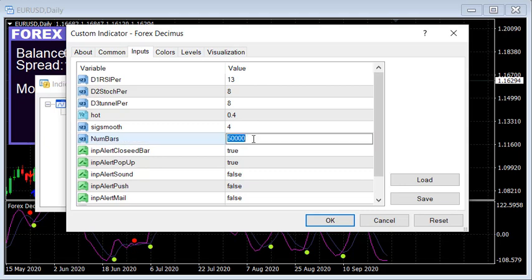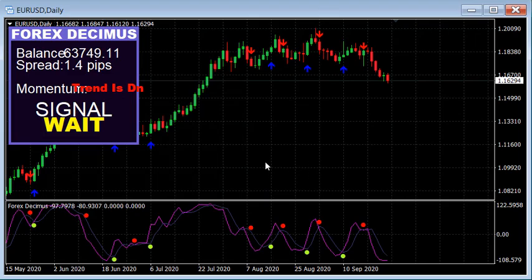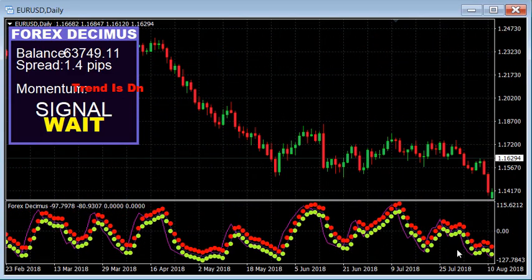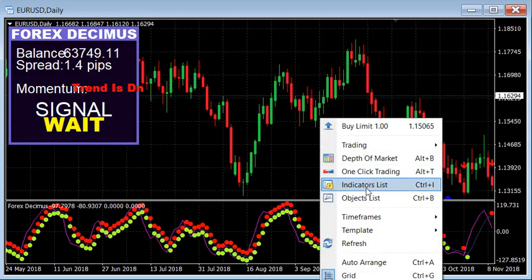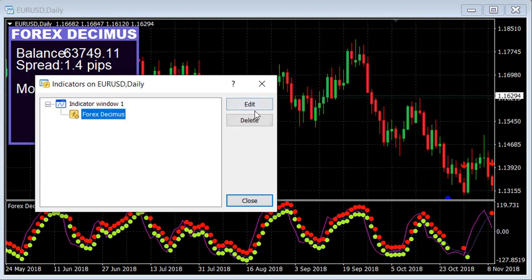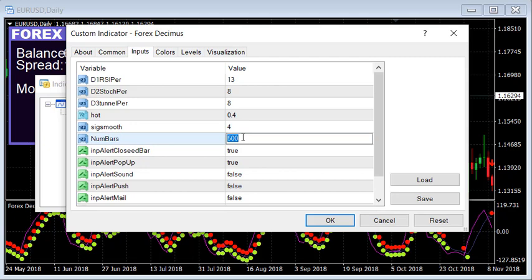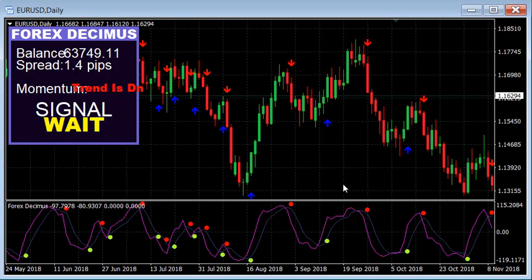In fact, let me do this. I'll just go backwards and show you what it looks like with the default. This is what it looks like after you get past 500 bars. It doesn't really help you out much. So if you go back and change that to 50,000, which should be more than enough no matter what you're trading, that will fix that little problem, and now you'll be back to having just a normal looking chart.